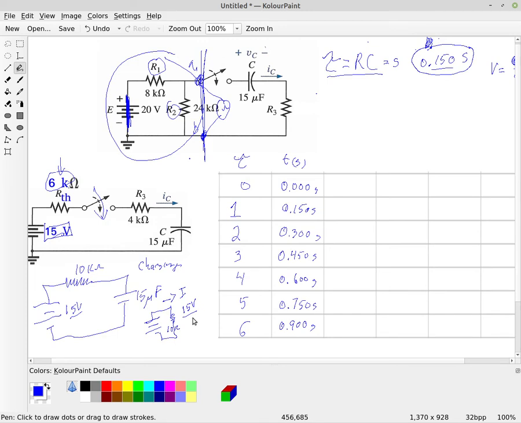And so our current, as soon as we close the switch, okay, a lot of times I like to mark this as time plus. So this means the switch has just closed. Then my current I is simply Ohm's law, 1.50 amperes.